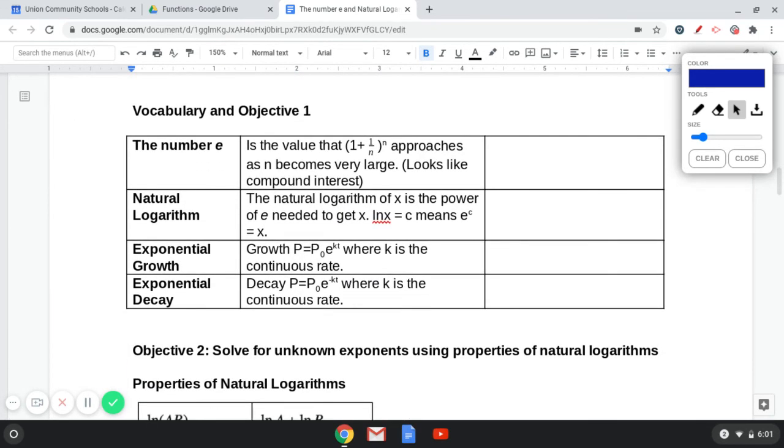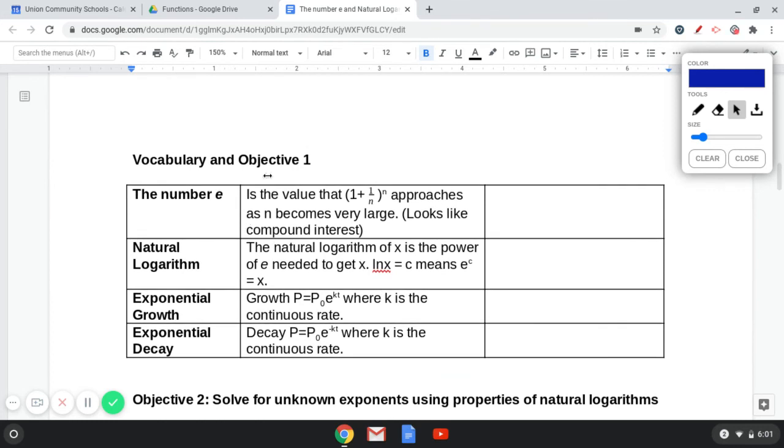All right. We're going to talk vocab, and then that'll be the end of this video. So we've talked about all this already. The number e is the value that 1 plus 1 over n to the n approaches as n becomes very large. Looks familiar, looks like compound interest. I'm not going to draw a picture. The picture is above in the page above.